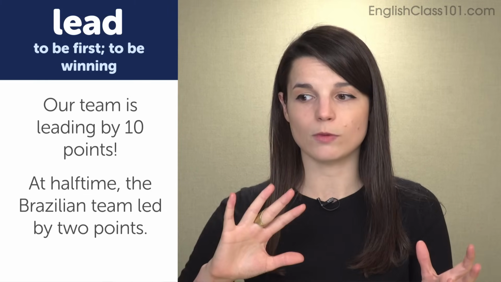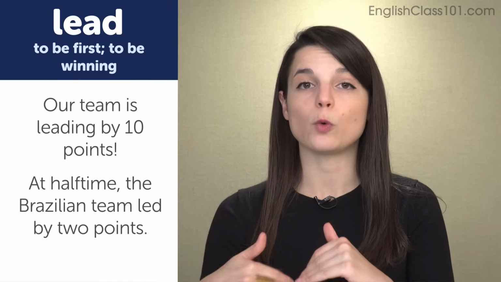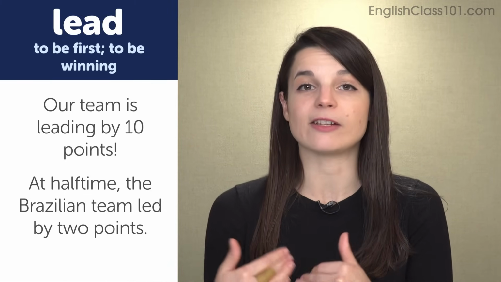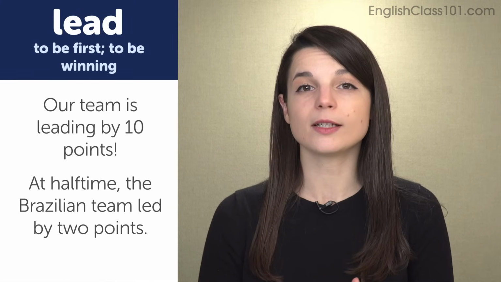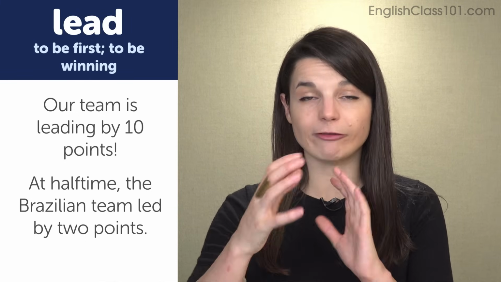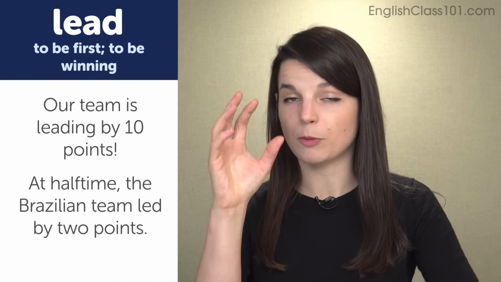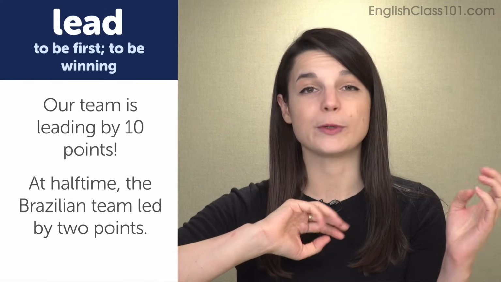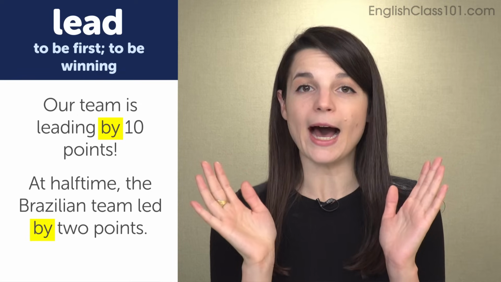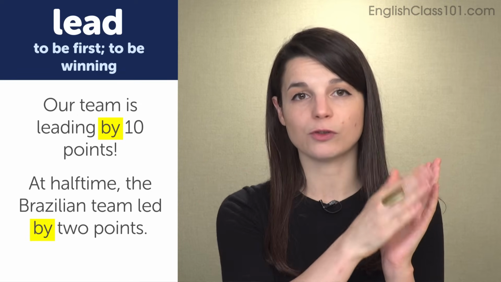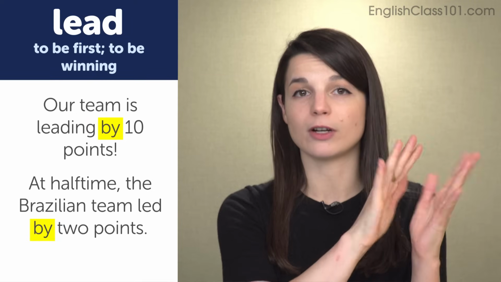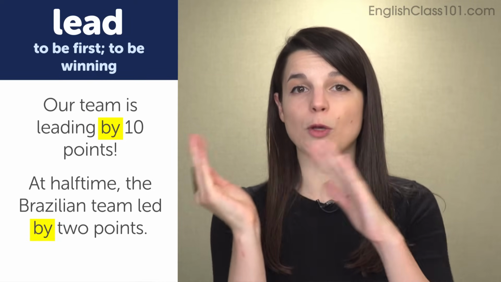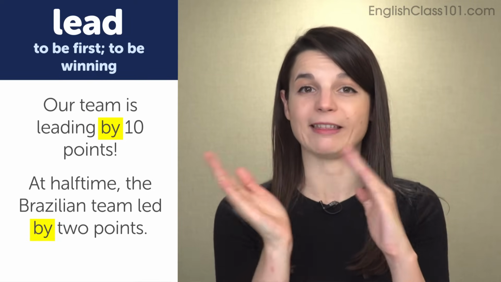So to talk about a team or a person who is winning at something, some kind of competition. And when you want to talk about the score or the difference between the team or person winning and the next person who is in second place or who is losing, we can use by as the preposition before the score or the time or whatever difference there is between the winner and the second place person.